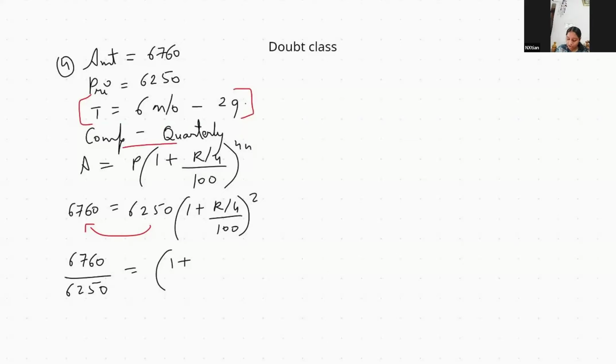Okay, so r by 4 by 100 raised to the power 2. Then you cancel the 0 and the 0. Now we have 676 and 625. Because it's a square on my right side, here also I will do its square. You can do factorization to find the square, or if you can find it directly, you can do it directly. No problem. If you find it tough, you can always do factorization. So 26.